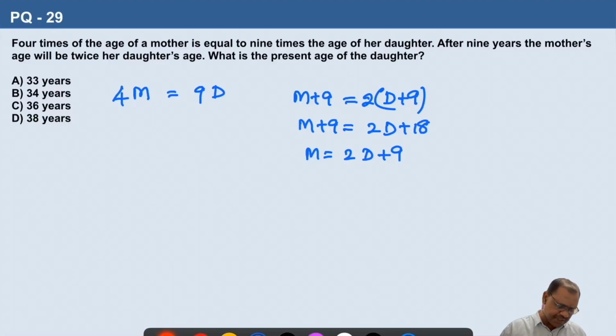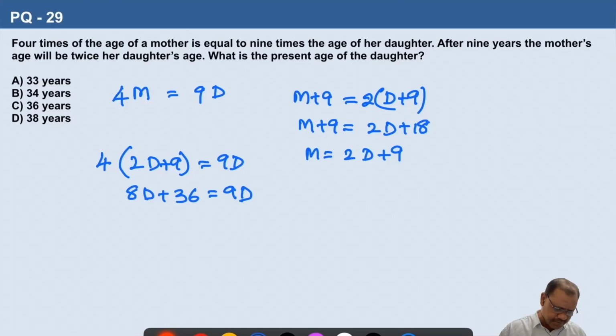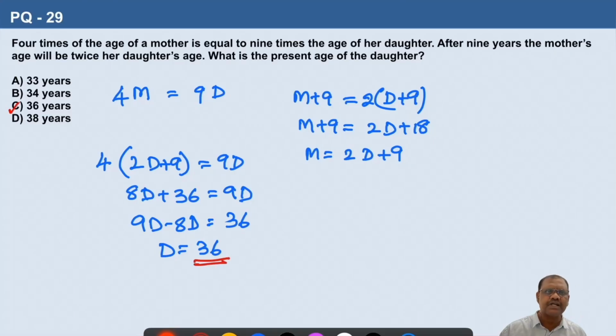Substitute the value of M in this equation. 4 times 2D plus 9 is equal to 9D. 8D plus 4 nines, 36, is equal to 9D. So 8D goes to the other side. It becomes minus 8D. 9D minus 8D is equal to 36. D is equal to 36. So age of the daughter is 36 years. So correct answer is option C.